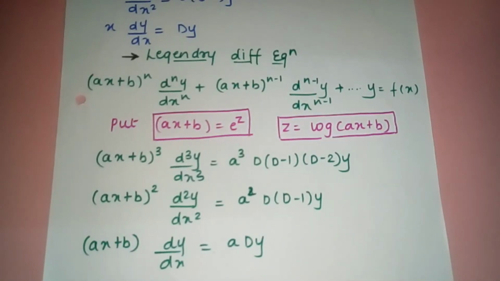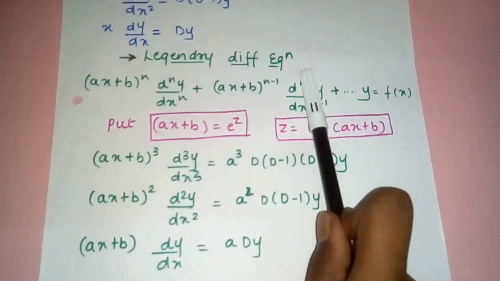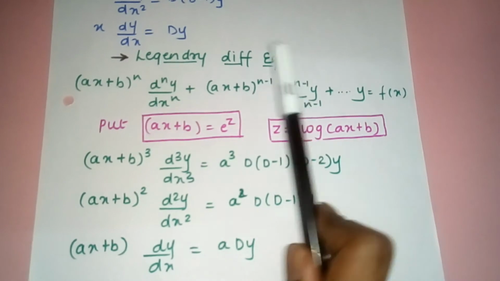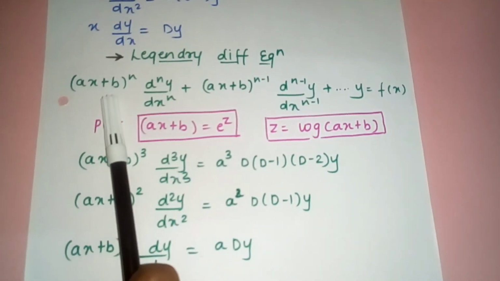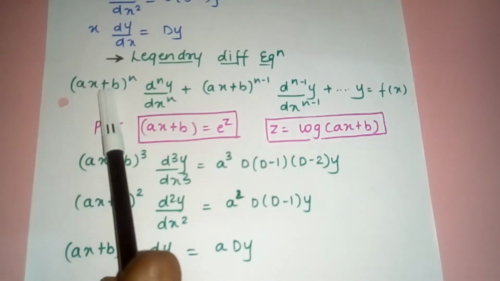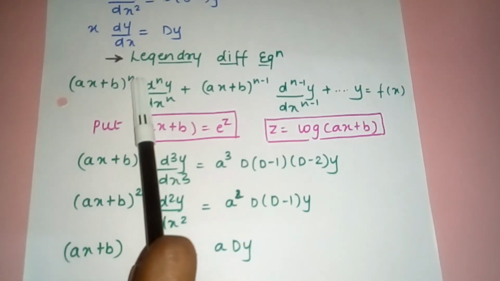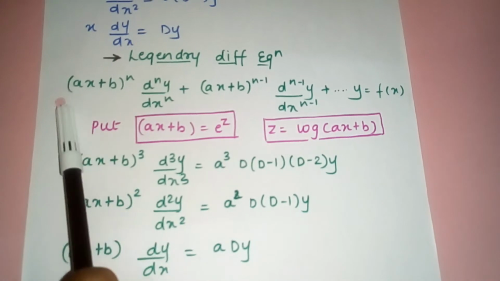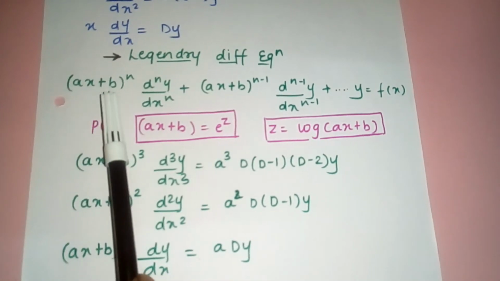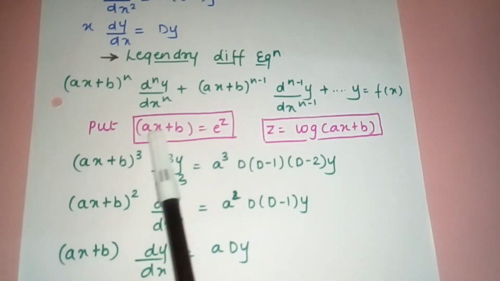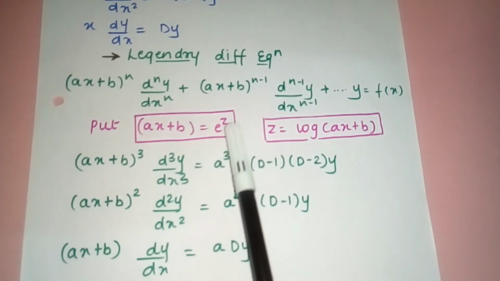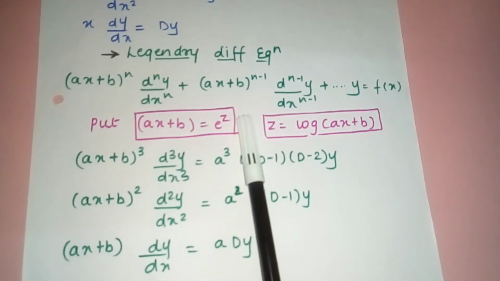Now we will see the Legendre differential equation. As I said, to recognize whether the sum is Cauchy or Legendre, it depends on this line. If our equation has a term like ax plus b raised to n, then it is the Legendre method. And as soon as we know a sum is Legendre, we have to put ax plus b equal to e raised to z, and then z is equal to log of ax plus b.